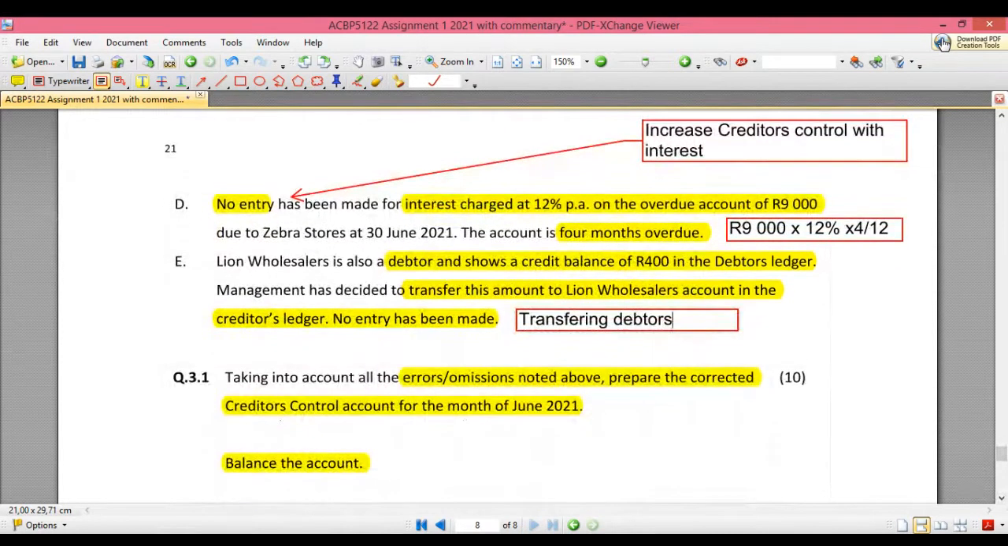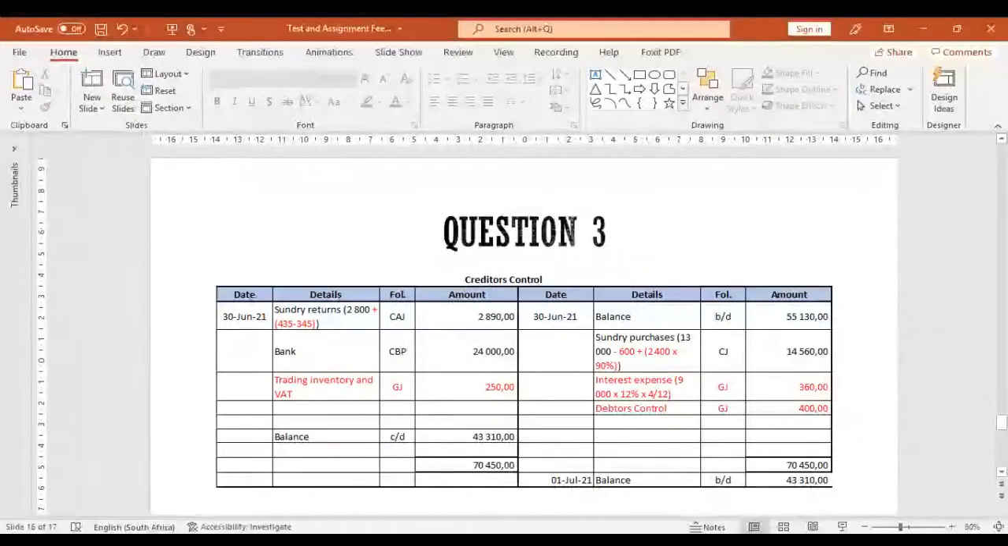Okay, now let's quickly look at what the suggested solution would look like, and then we are done for today. So for this question, you started with the information that was provided. You started with the balance that was correct. Then you left the sundry returns with the 2,800 as it was correct. Then we added the 90 Rand, the error.